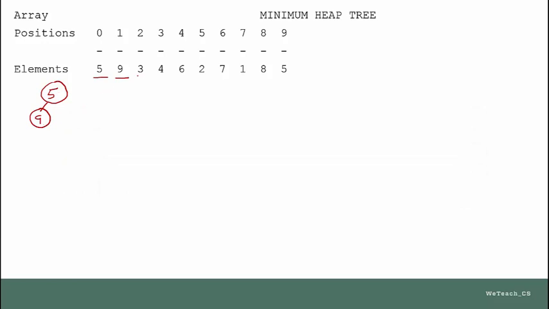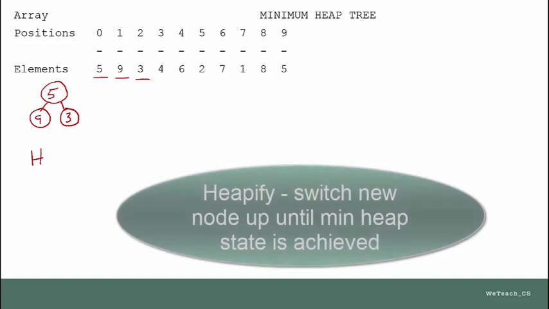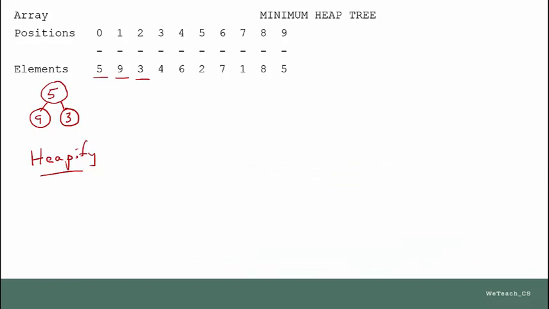So we're good. Now let's add the 3. The 3 is going to go here. So it's obvious that the parent is not less than its new child. So we need to do what's called a heapify process. And this is one in which we make adjustments so that we maintain the minimum heap state. So this process simply means we're going to switch places, and the 3 is now the root node. The 9 remains unchanged, and then the 5 takes the place of the 3. And now we're back in min heap state.